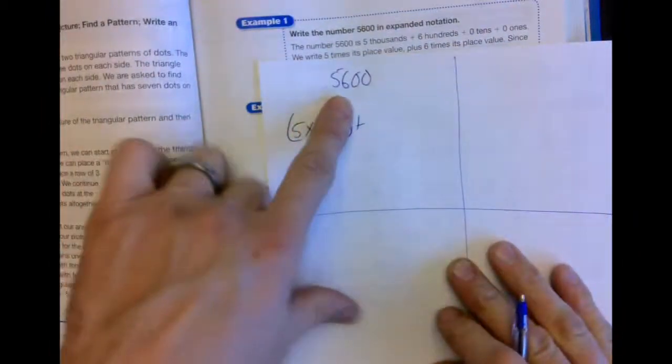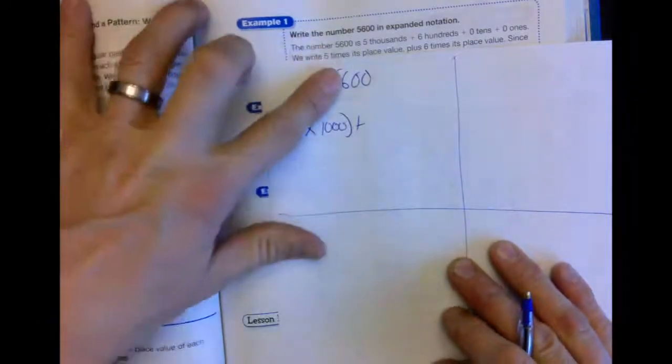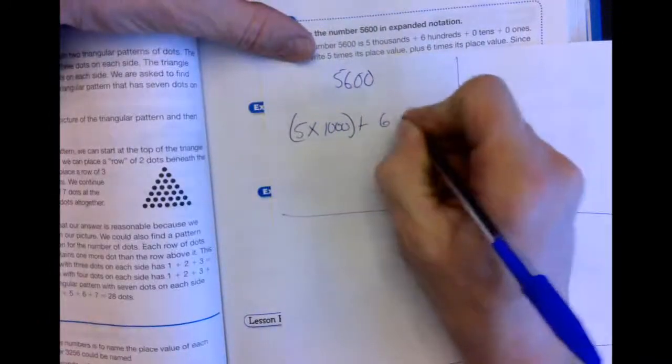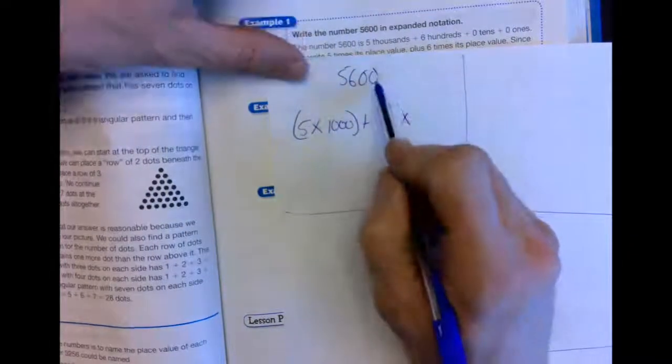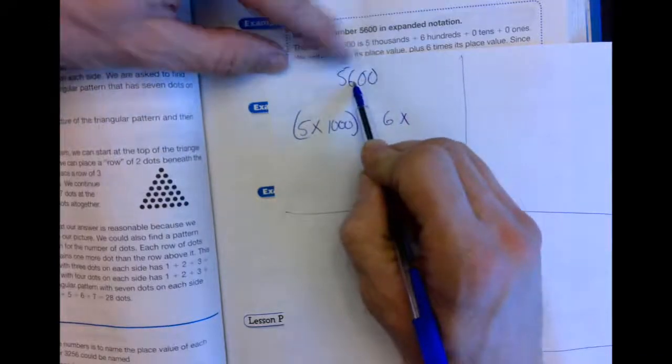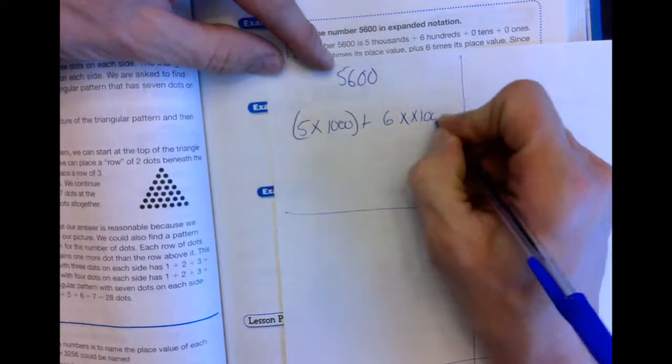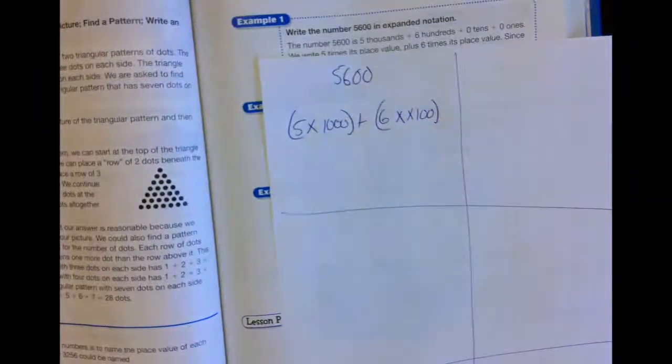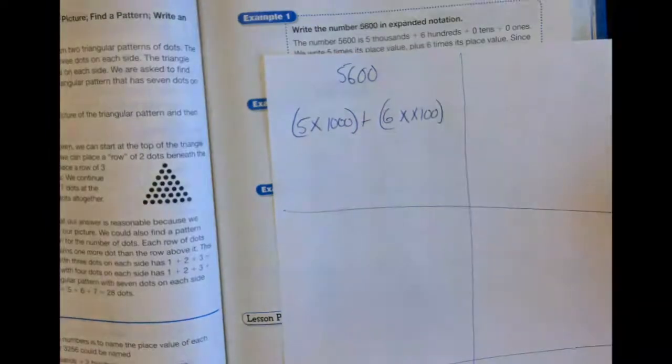What's my next face? The 6 is my next face. So 6 times its place. Count them with me. Ones, tens, hundreds. 6 in the hundreds place. What's my next face? 0. You don't have to put 0 because 0 times anything is 0. That's it. You're done. That's all we're doing today. Pretty easy.